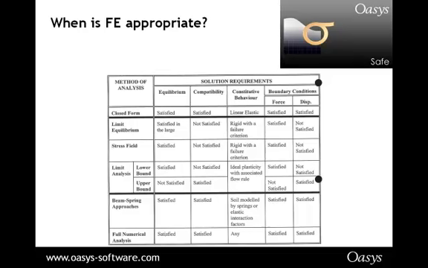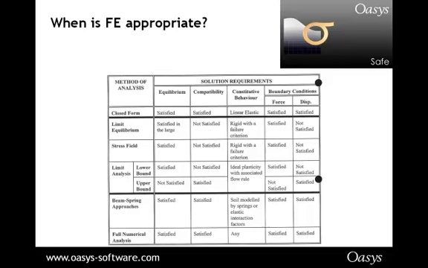Now, when is finite element analysis appropriate? Well, if you look at this table here, you've got different solution requirements. And FE is the only method of analysis that meets all those solution requirements. So, for example, with a program like FRU with the beam spring approach, you can meet equilibrium, compatibility, the boundary conditions as well. But the constitutive behavior of the soil isn't modeled as well as with FE. So the soil is actually modeled as a set of springs as opposed to FE, where you can really model the soil with special material models, which I'm going to come to very soon.